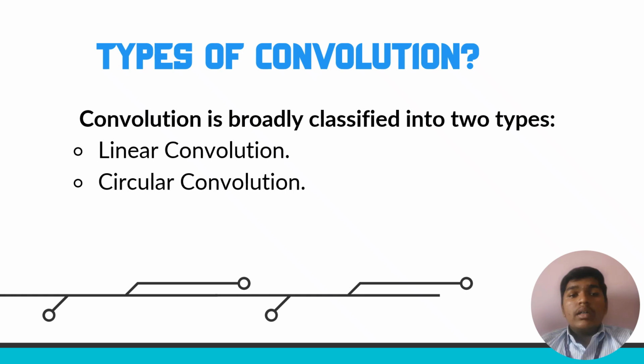So, convolution can be broadly classified into two types. First is linear convolution and second is circular convolution.